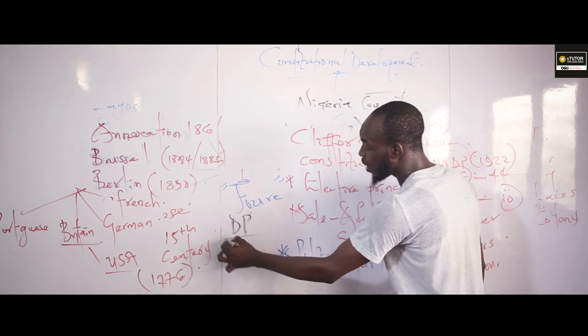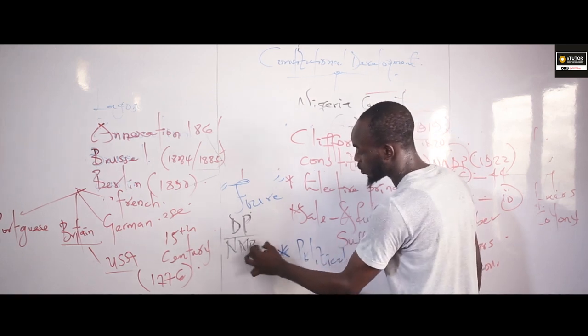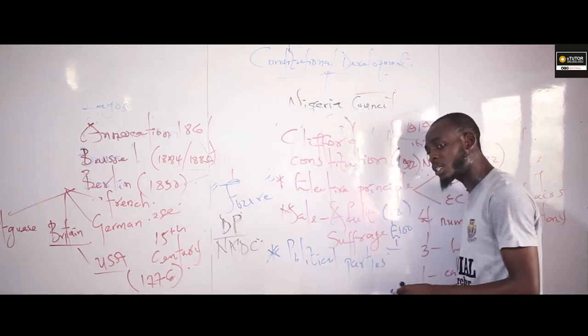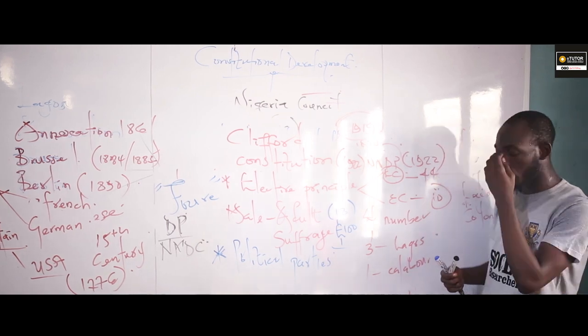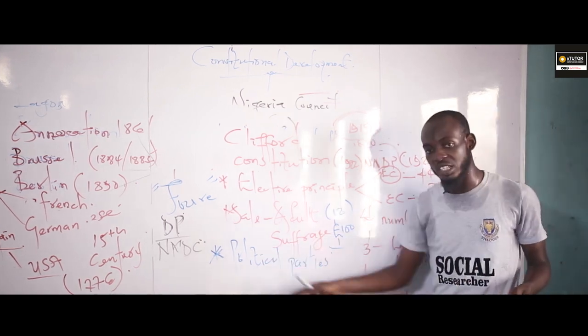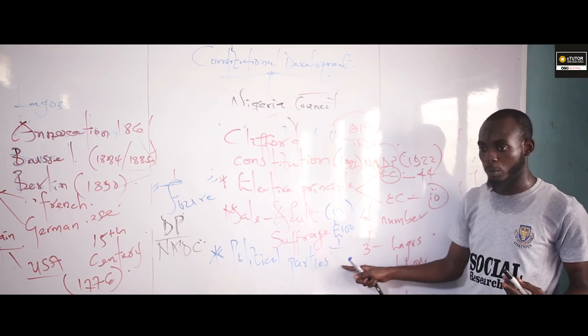Dynamics Party, yeah. We have MBDC also. So we also have DP, Dynamics Party, created by Chike Obi and the likes. Do you understand now? And so on and so forth. So we are given the chances of creating more political parties.